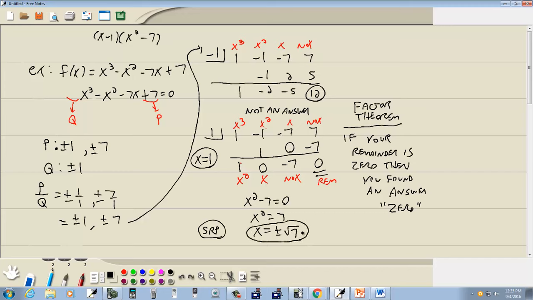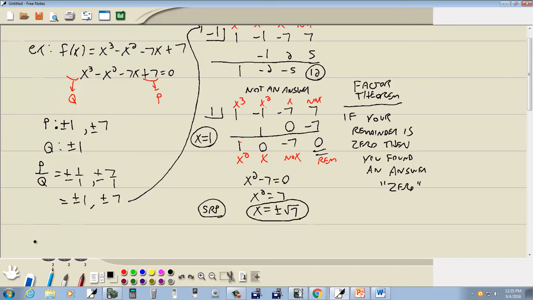Now, the fundamental theorem of algebra says your largest power tells you how many answers you're going to have. Since we had an x to the third, that means that we're going to have 3 answers. And we found one through the synthetic division, and then we did the square root property to get our other two answers. Now, instead of doing the square root property, you might have to factor at this point, or you might have to use the quadratic formula.